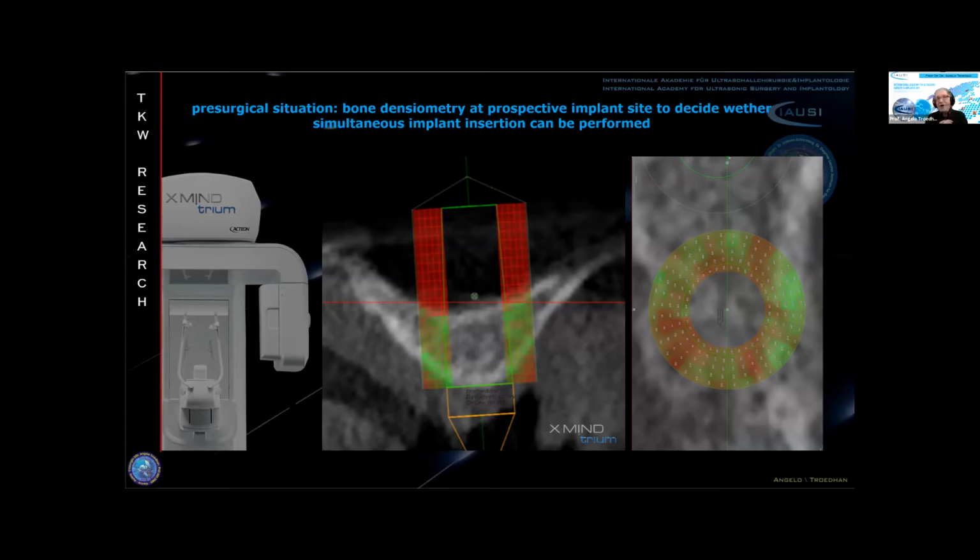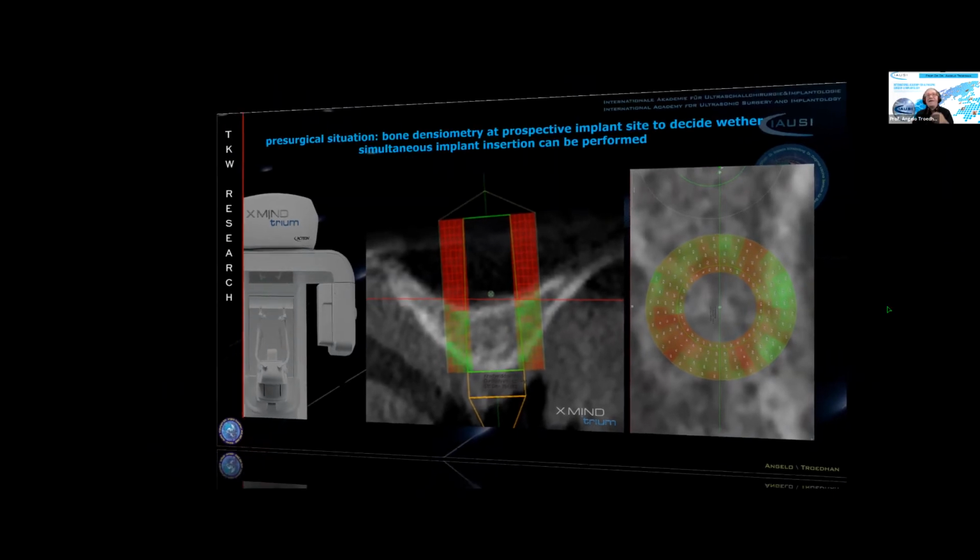The software of this device gives you the idea: if it's green, it's primary stable. If it's red, of course, and in this case it is red, because the projection of the apex of the implant is inside the sinus cavity and the sinus cavity is empty. If it's red like this, of course, immediate loading or primary stability is not given.